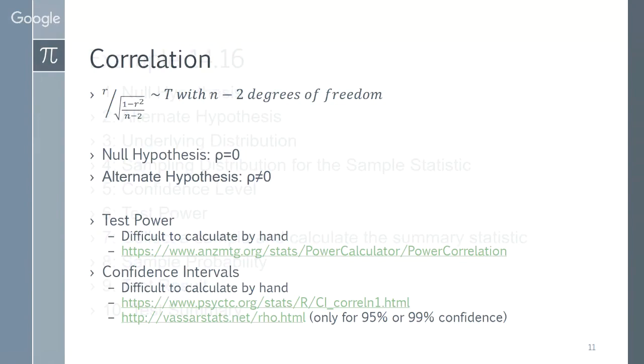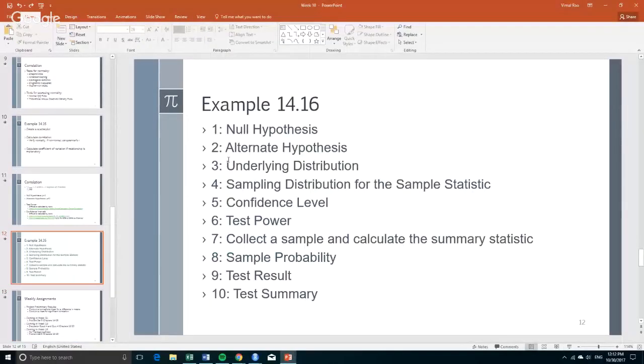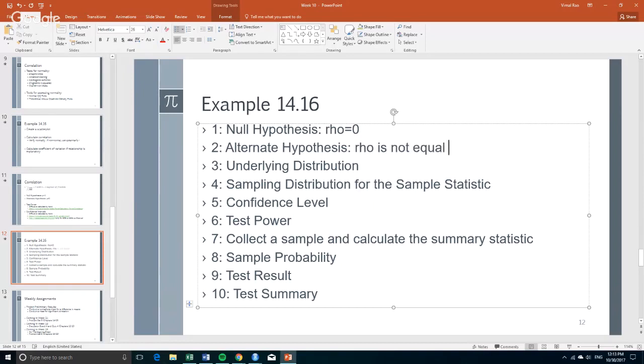And with that, let us take our example, the 14.16, and perform a hypothesis test. Let's see if this is a statistically significant correlation. So the first step, what is our null hypothesis? It is that rho equals 0. Our alternate hypothesis is that rho is not equal to 0. And what actually is rho? Rho is just the population correlation.